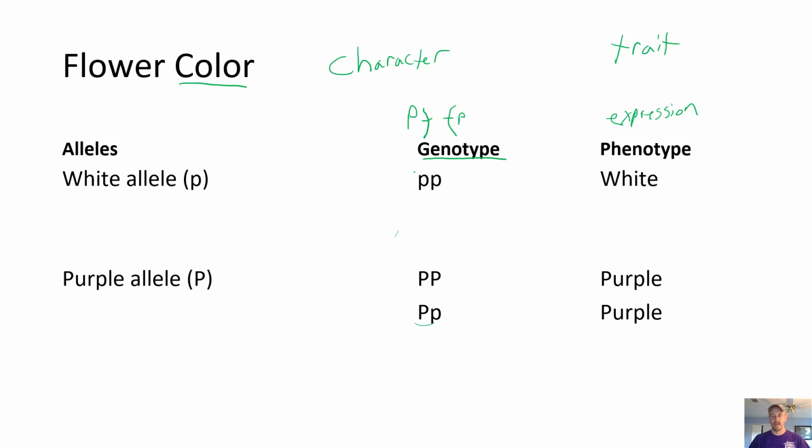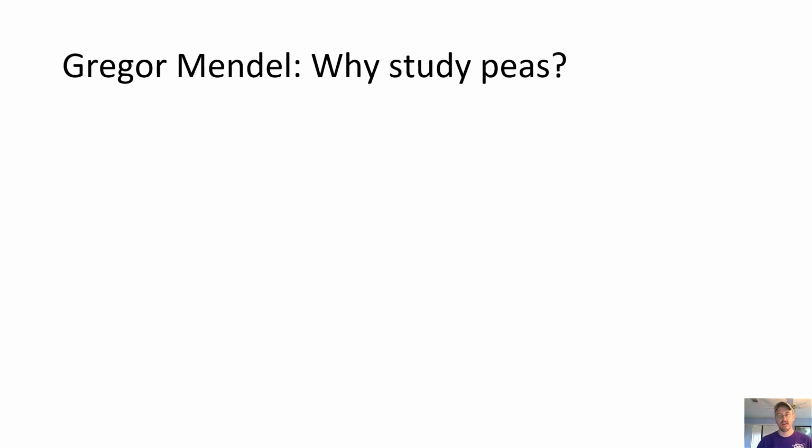So little p, two white alleles, that makes the flower white. Big P, two big P alleles, that makes the flower purple. And in this case, big P, little p, having one of each, that still makes you purple. That's why we say that purple is dominant. If it's present, it overshadows the white allele. It's dominant.